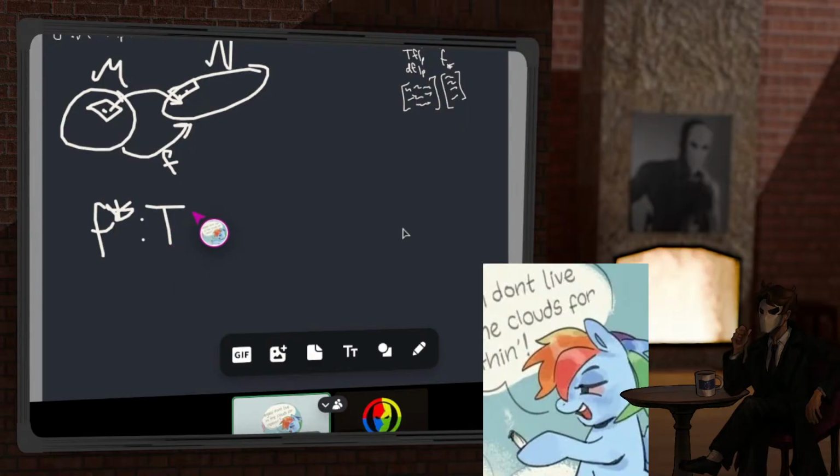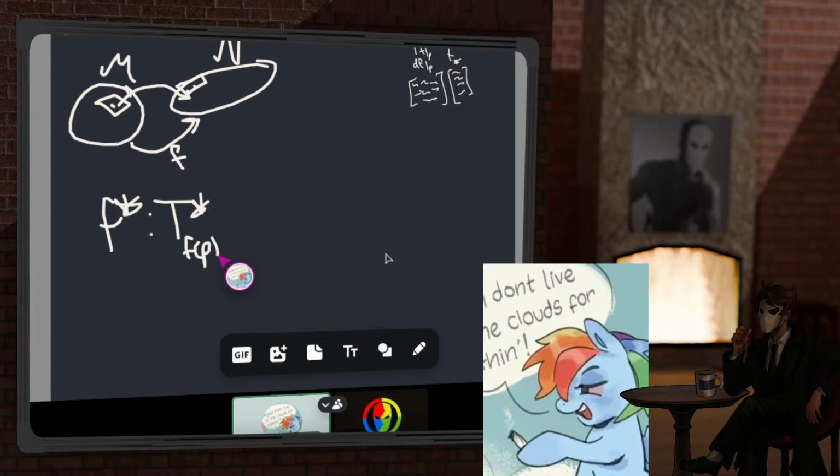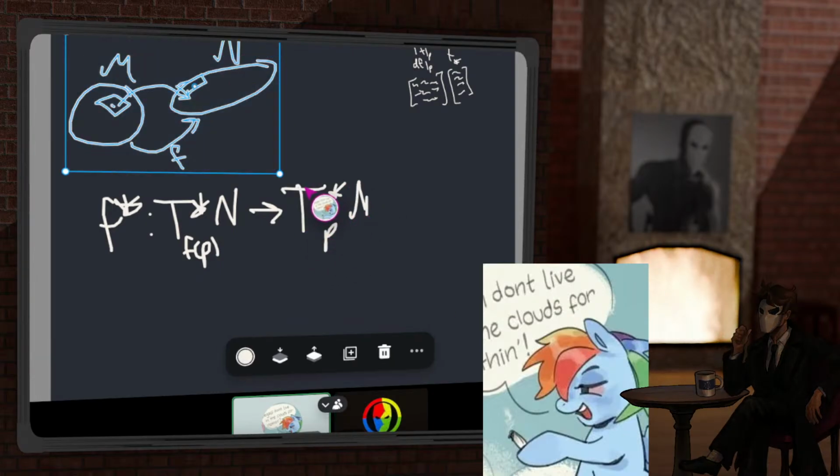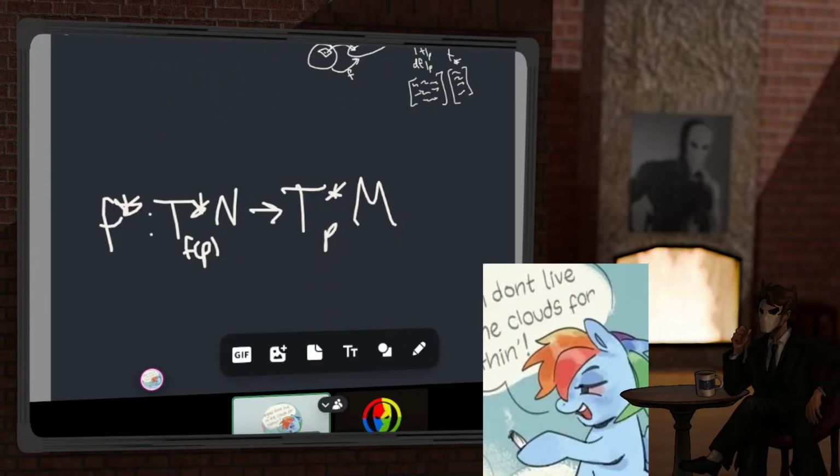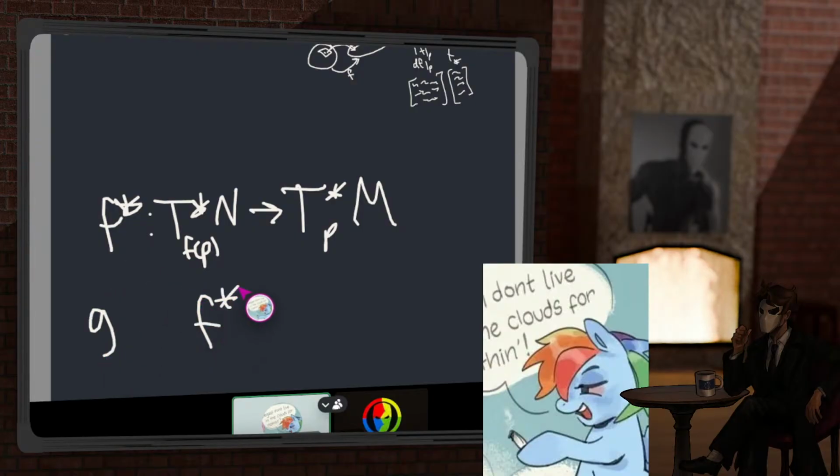The pullback is contravariant in a way where it maps T star f of p, so the cotangent space on N, to the cotangent space at a point on M. So what it does in the base case, if you have a function g, then f star of g is just g of f.